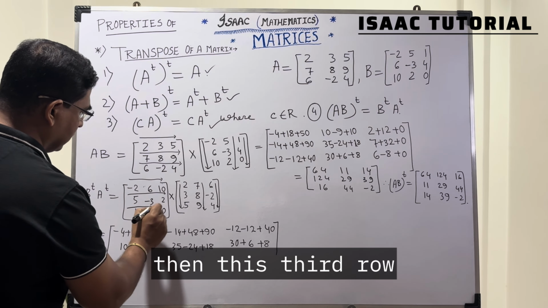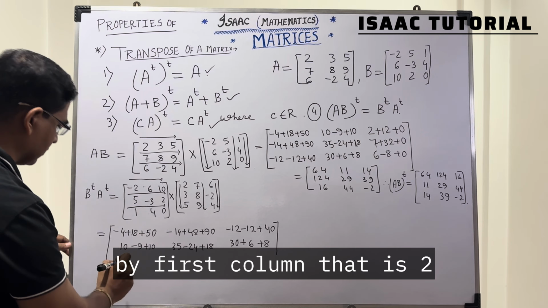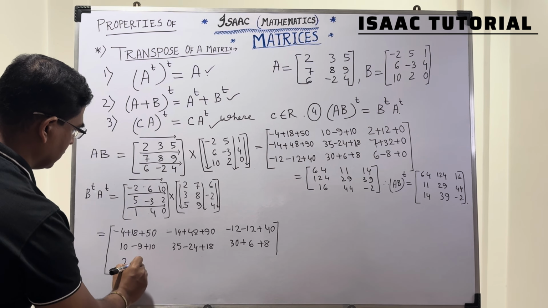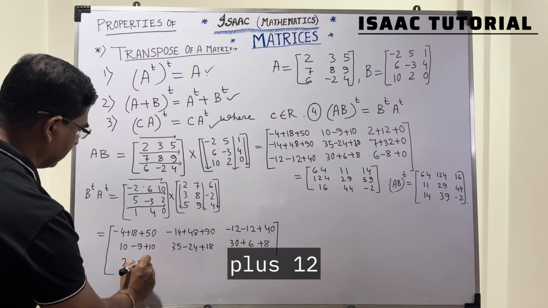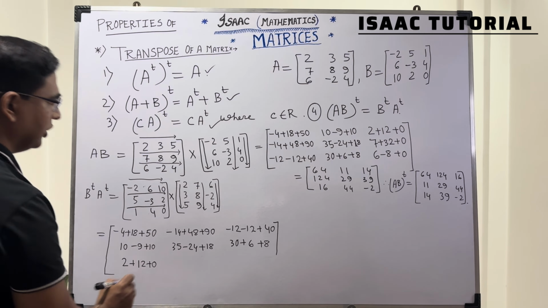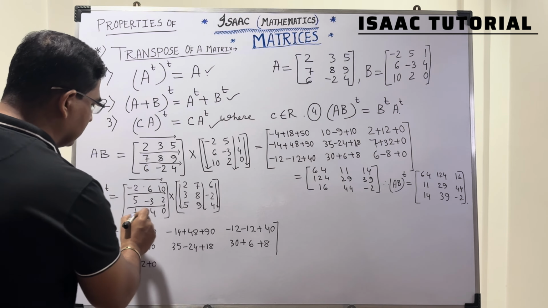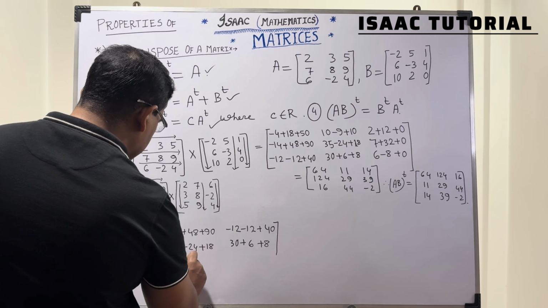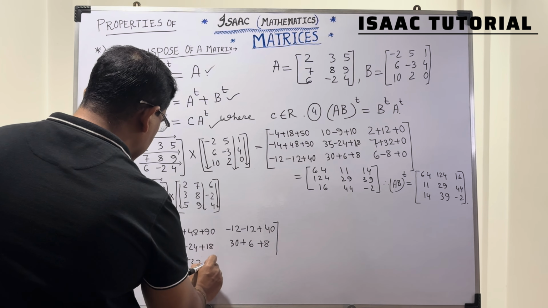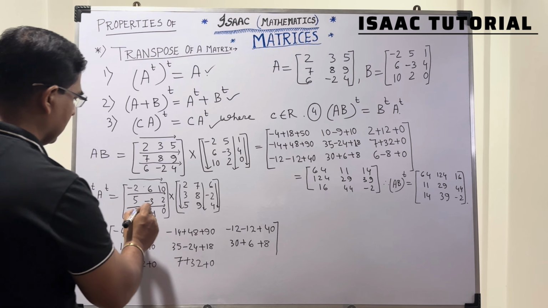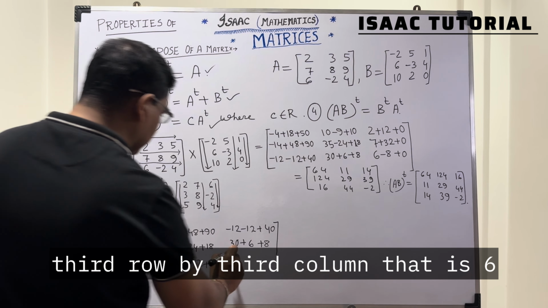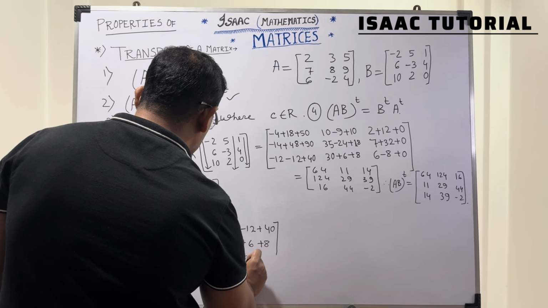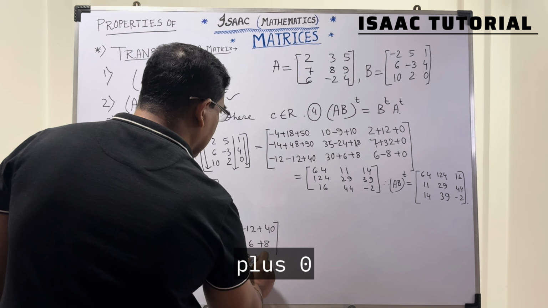Then this third row by first column, that is 2 plus 12 plus 0. Third row by second column, this is 7 plus 32 plus 0. Third row by third column, that is 6 minus 8 plus 0.